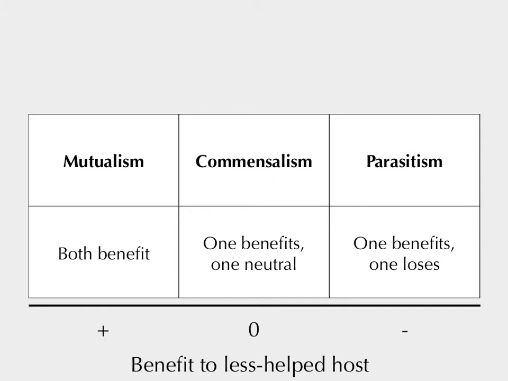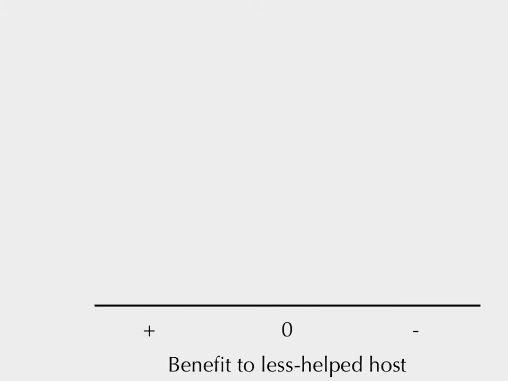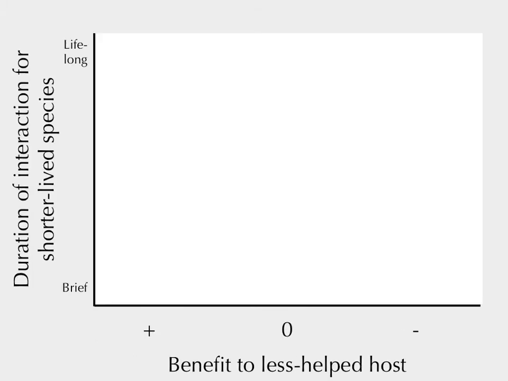Why evolve? It could happen, right? For example, we have competitors. Those are minus minus for each other. If I eat that grass, you can't eat that grass. We don't think of that as a symbiosis. That's not a close association. Okay, good. We have our axis, and then we have the duration of the interaction.